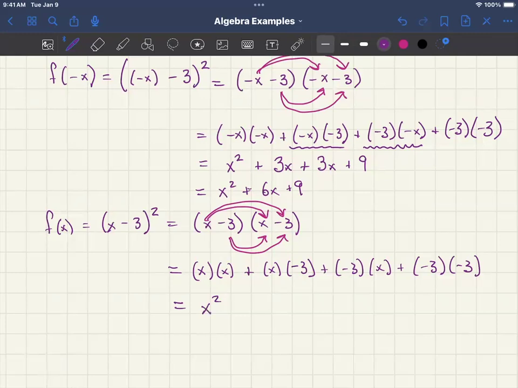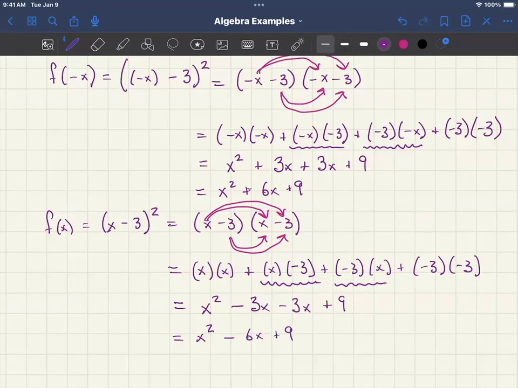So our first term is x squared. Our second term this time ends up being minus 3x because we only have one negative sign there. Same thing for our third term. It's a negative 3x. Our last term, we have 2 negative signs, so it's going to be a positive 9 because those negative signs cancel each other out. We end up with x squared minus 6x plus 9.